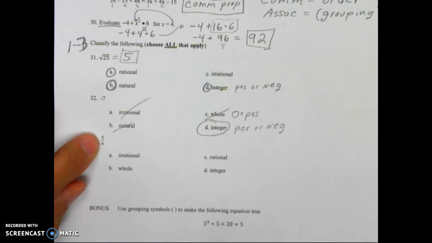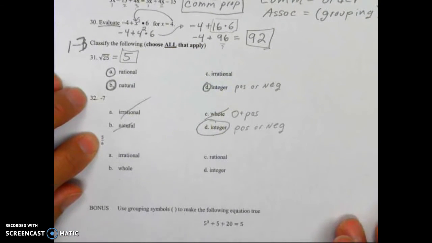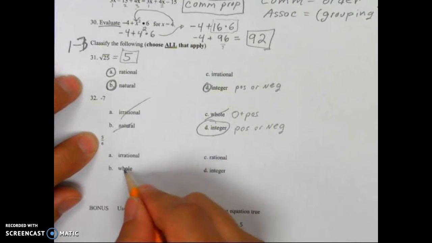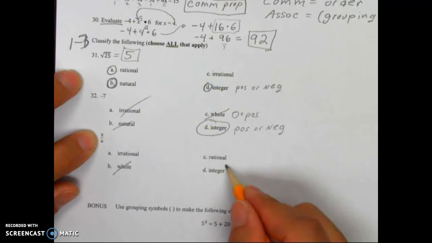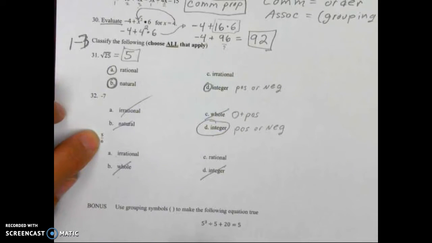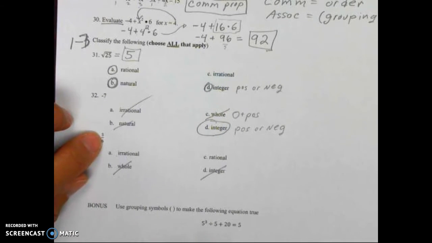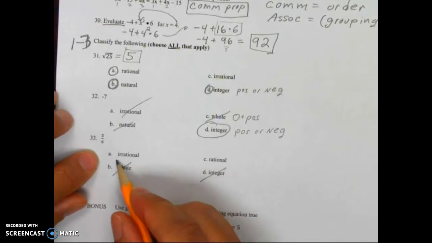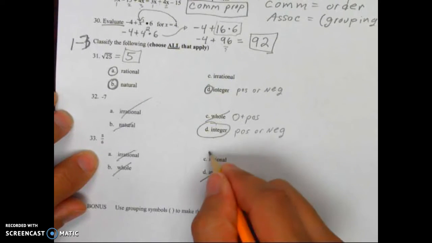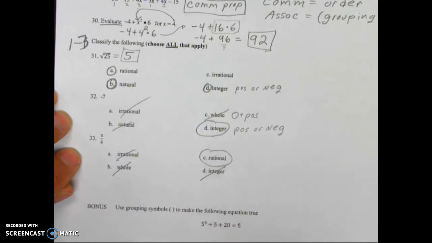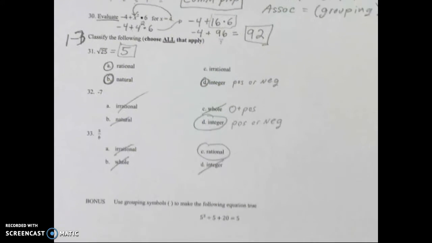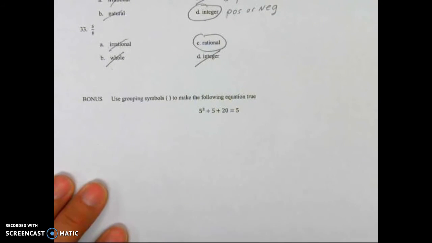Now, 5 over 6, that's a fraction. As soon as you see it's a fraction, it cannot be whole. Integers are positive and negative numbers, whole numbers, so it's not going to be that. 5 over 6 does make sense. It's a fraction. So it's not irrational. So all fractions will always be just rational. Okay? So just remember that. Fractions make rational, and that's it. All right, and then the bonus, well, the bonus is bonus, which means I'm not going to do it.